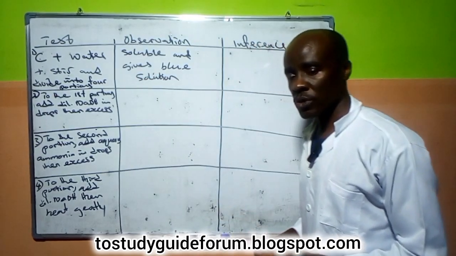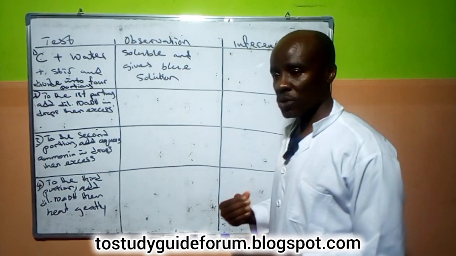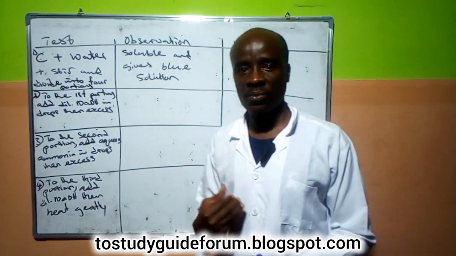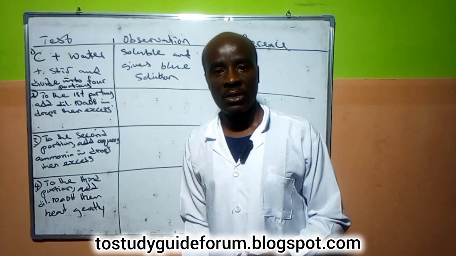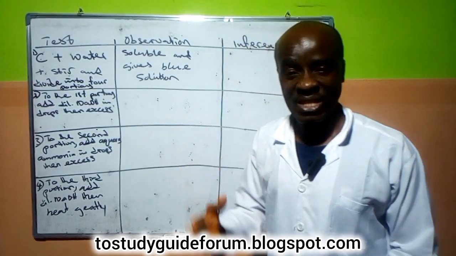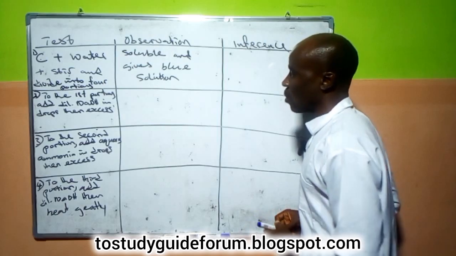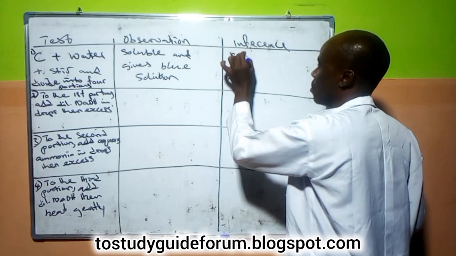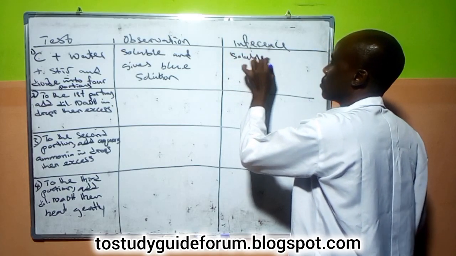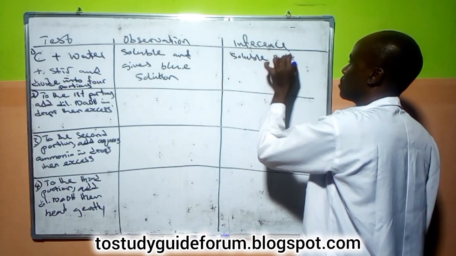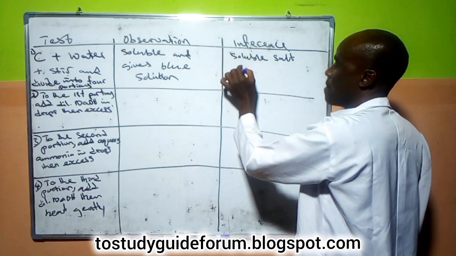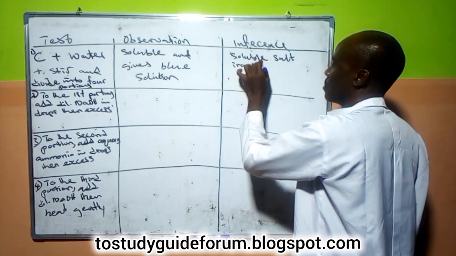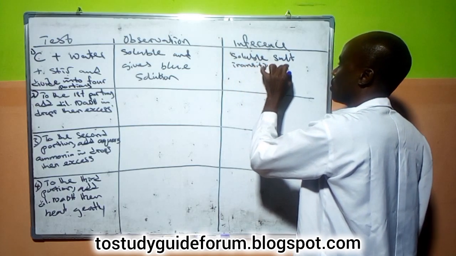Blue solution. So when you have colors, remember, colored substance, presence of colored ions, most colored ions are what? As a result of transition ions. So because it's colored, that means what we are likely to see here is soluble salts, and then we have transition ions.